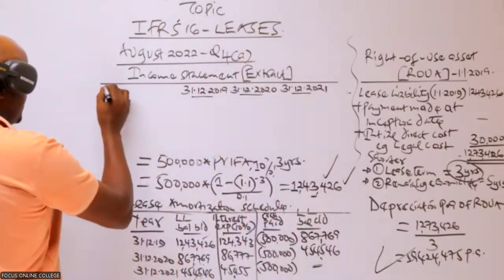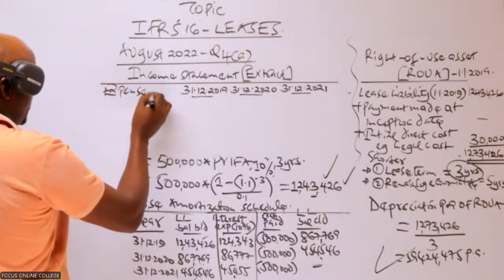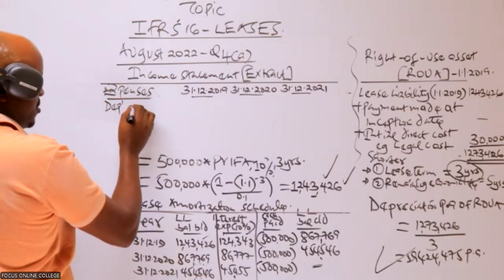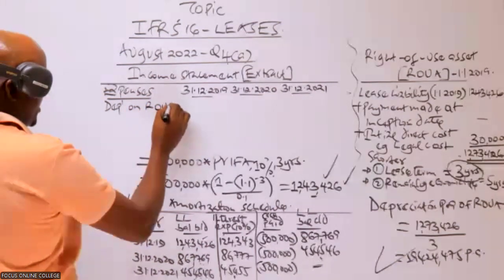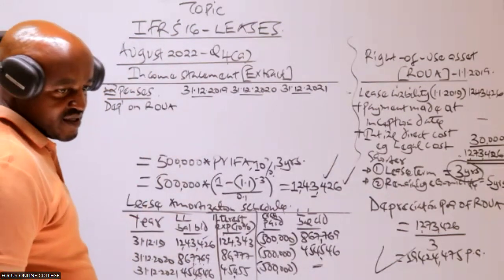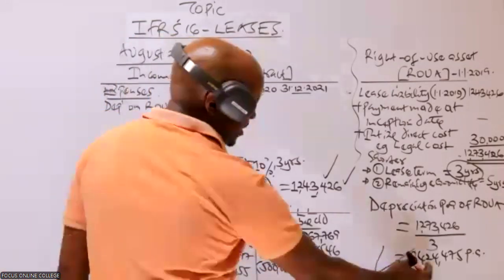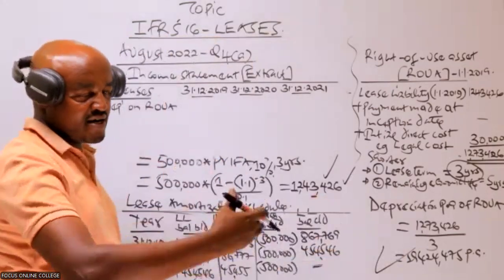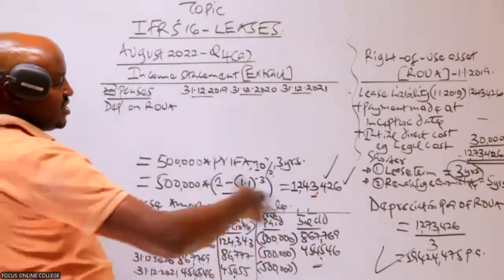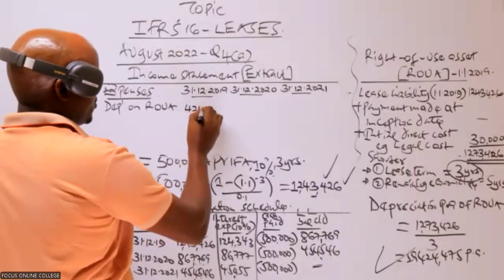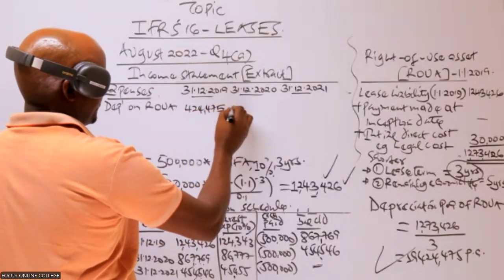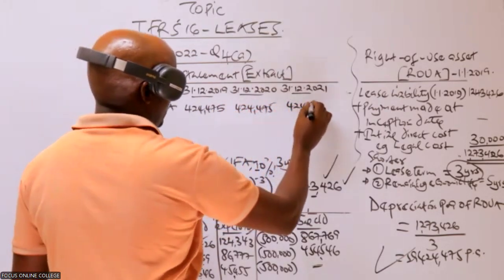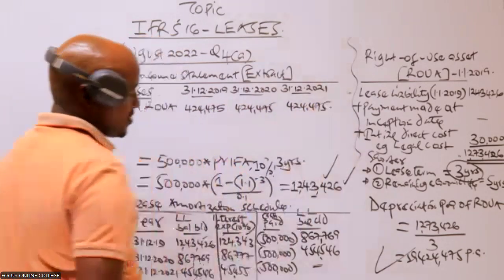So under the expenses, our company was supposed to recognize 2 items of expenses. One of them is depreciation on right of use asset. You can write that in full. Depreciation on right of use asset, and it is this amount, 475 per annum for year 1, year 2, year 3. That will not change in the next 3 years. So 424,475, 424,475, 424,475. That is depreciation per annum.